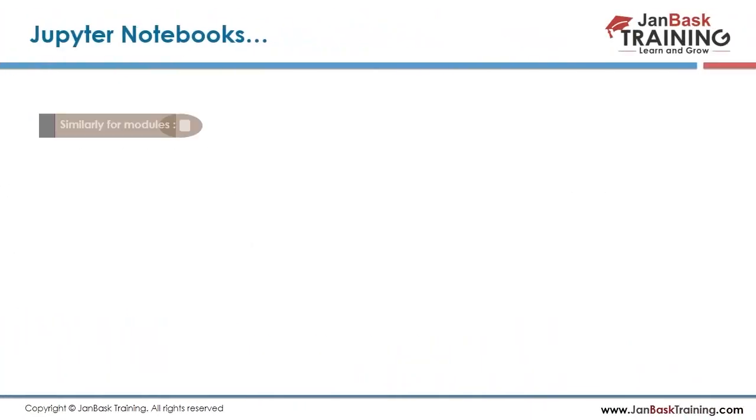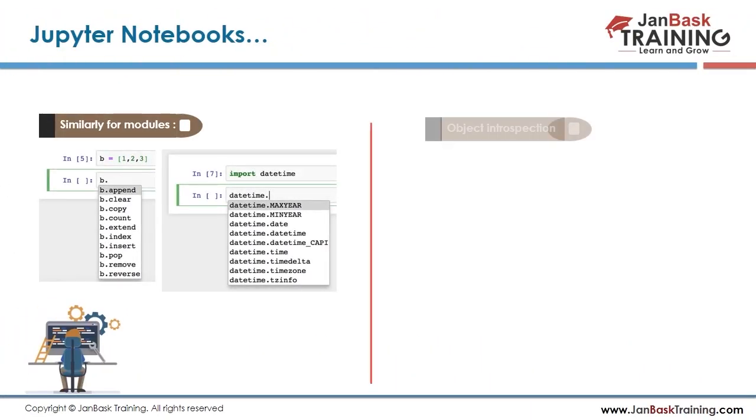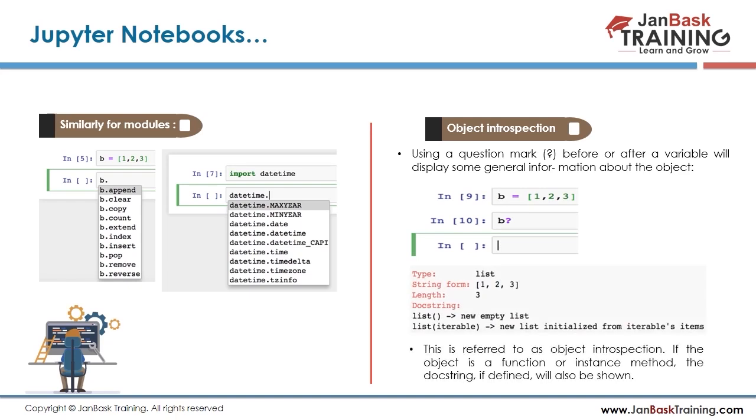The next one is the question mark, object introspection. Here you have assigned a variable b to 1 2 3. It's a list in Python: when you put square brackets around whatever you have written, it's a list. If you put the question mark after a variable, it will give you all the details, like what the list is. The list is going to be very useful.